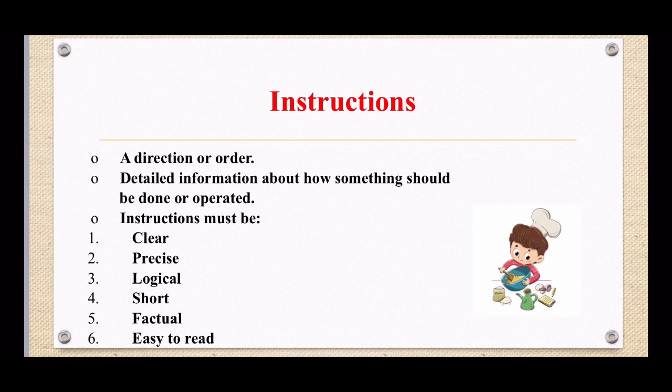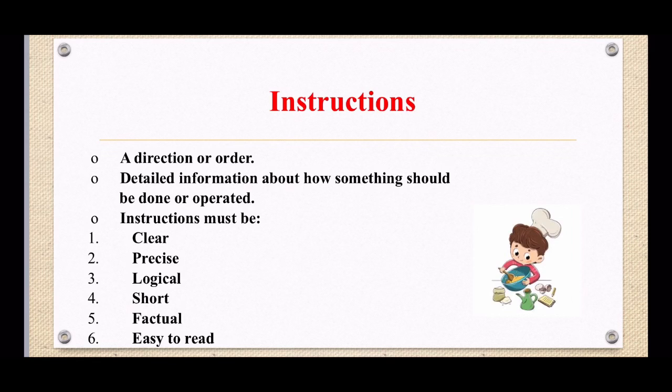Then number 3, it should be logical. When you're reading instructions, you don't want to be confused. It should tell you step by step what to do, and you should never ever be confused, right? Number 4, it should be short. When you are reading something where someone is explaining how you should do something, you do not want to read long, boring paragraphs about how to bake a cake, right? It should be short and straight to the point.